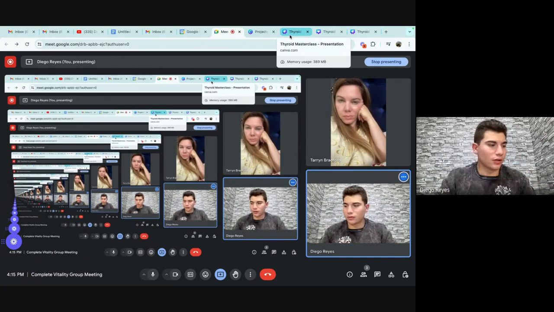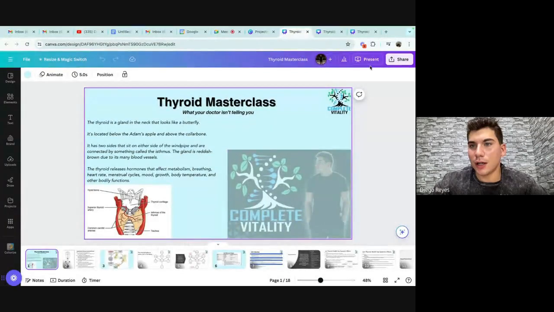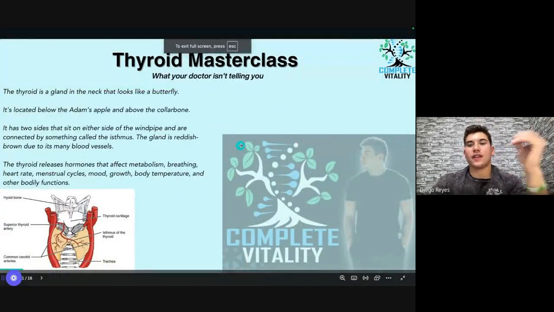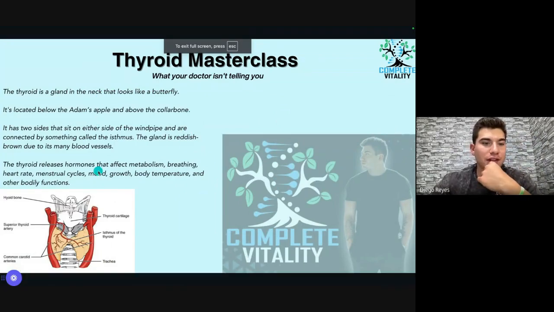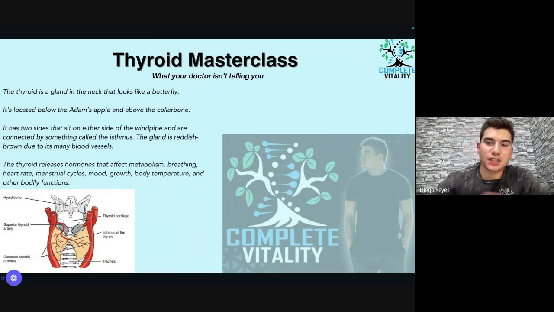Okay, so we'll do the thyroid, essentially full everything you need to know with the thyroid. So obviously we know where the thyroid gland is. It's located in the front of the throat, but it has so many effects within our metabolism, our mood, our cognition, and even hormonal imbalance, and obviously body temperature as well.